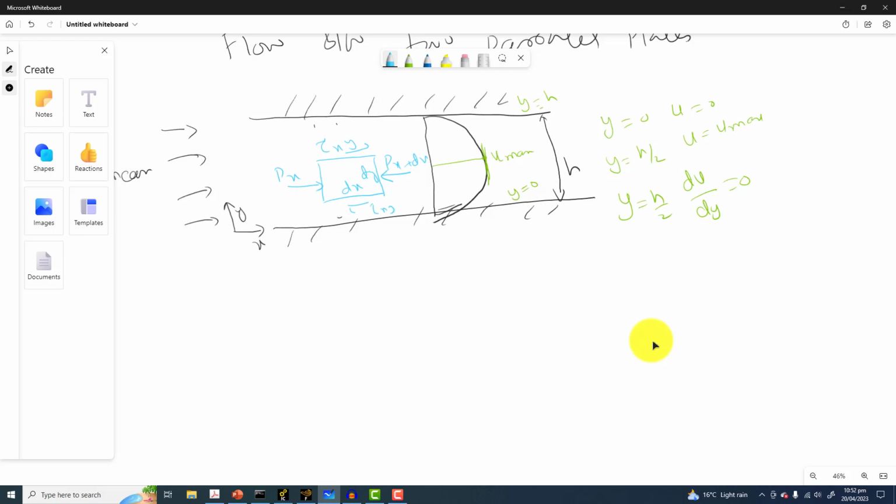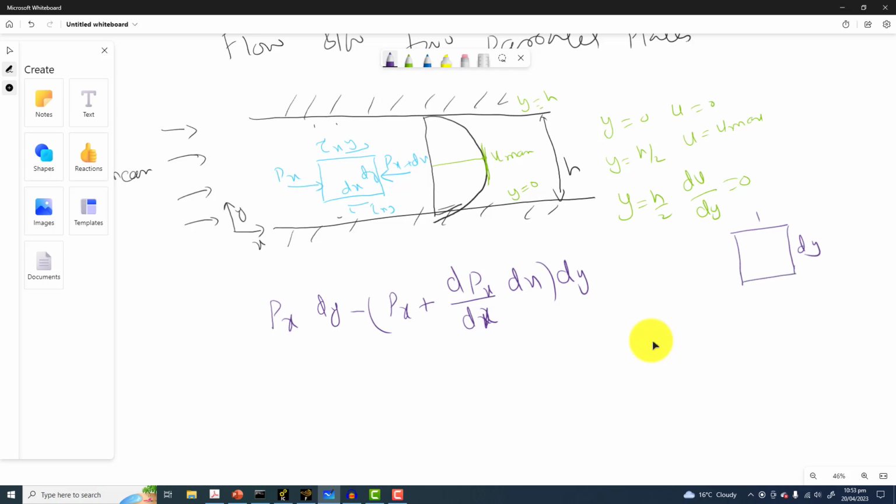Okay, again the force balance says that px into area, and the area would be dy, minus px plus dp by dx into dx, whole bracket, into dy. This is the area normal to the surface. So why is this the area? Because this is a 2D case, the height is dy and the third dimension is 1, so this is like dy, and the 1 is in the third direction, or the z direction.